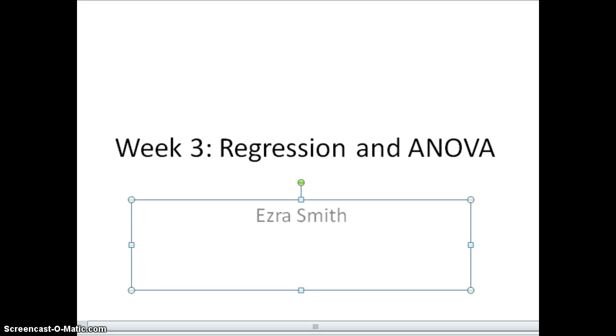Welcome to week 3, Regression and ANOVA. The course will begin to be a little more difficult this week and the next week, so make sure you're paying close attention to the text and be sure to email me with questions if you have them. You can also consult other web-based resources for help too.